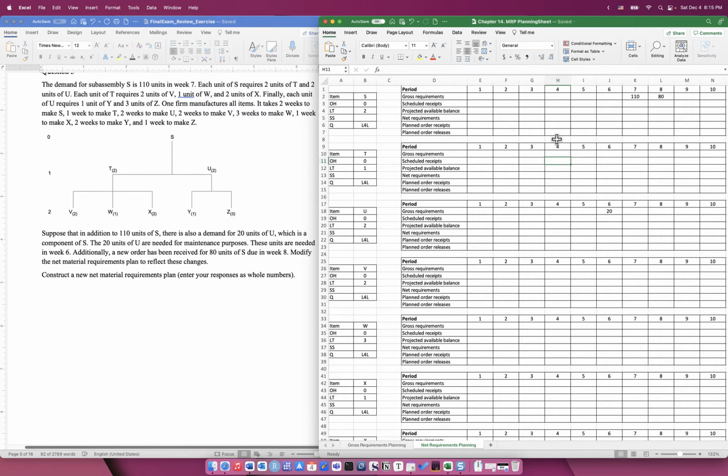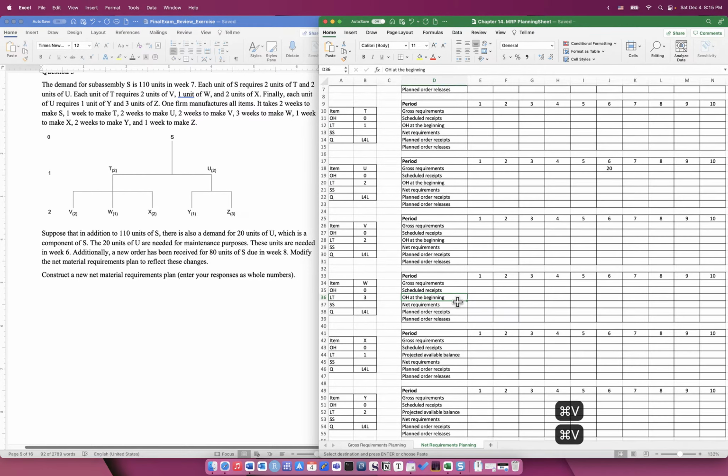Okay, let's start from here. We need 110 here. Since I think your version says on hand at the beginning of the period, I'm just going to also change this.